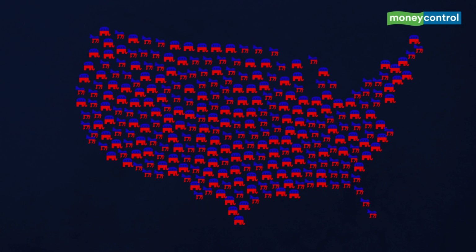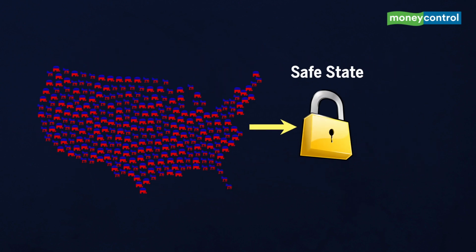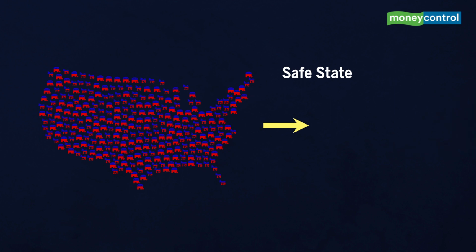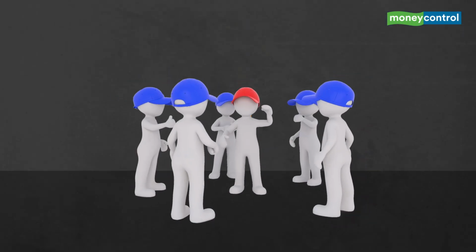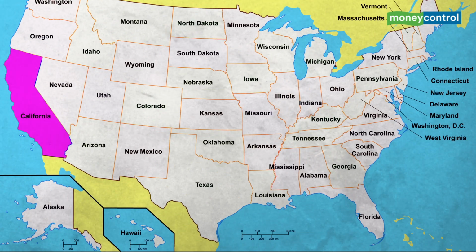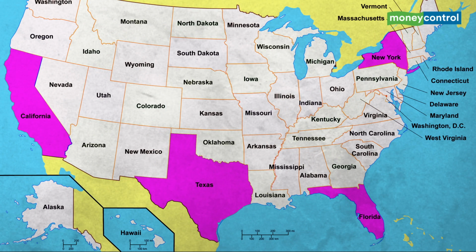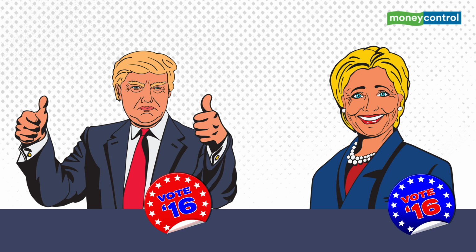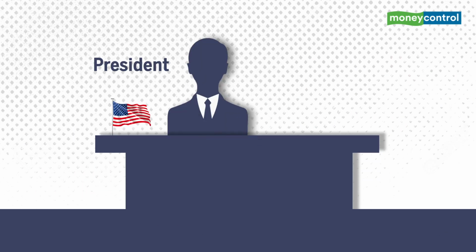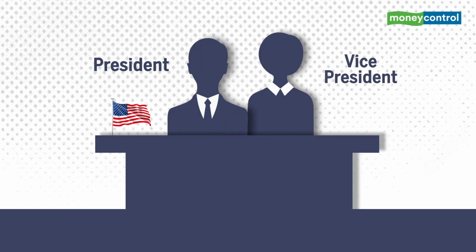Some states are considered safe states, which are traditionally Democratic or Republican. All the other states are called swing states, which can go either way. This is why a candidate with fewer individual votes can still win the elections by winning large electoral states such as California, Texas, New York, and Florida. This happened in 2016 when Hillary Clinton lost the elections to Trump even after winning the popular vote. The newly elected president and vice president take oath on the inauguration day on January 20th.